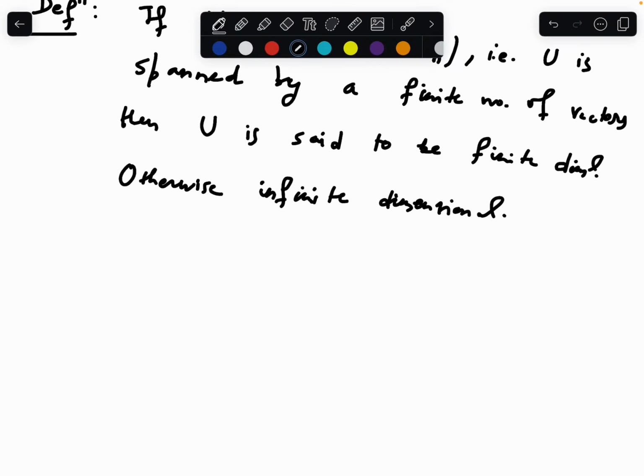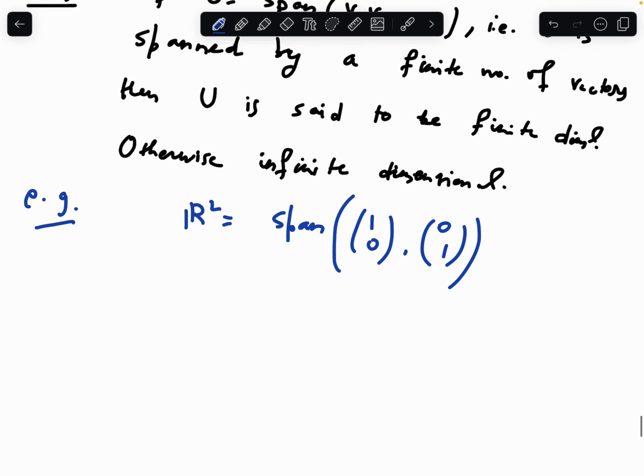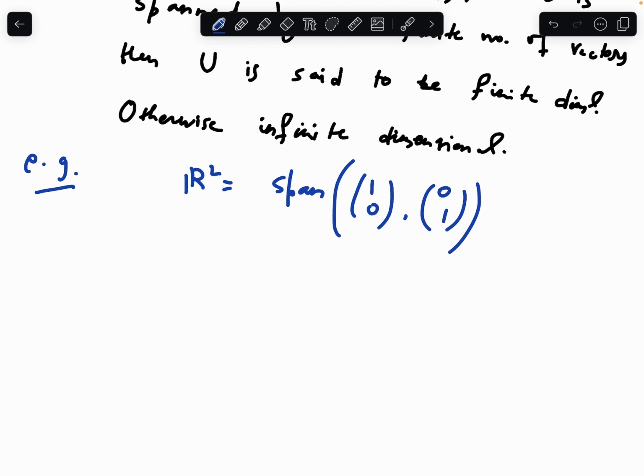So let's take a look at some examples. Recall that R2 is equal to the span of (1, 0) and (0, 1). So R2 is spanned by two vectors. It is spanned by two vectors, so we say that R2 is finite dimensional.